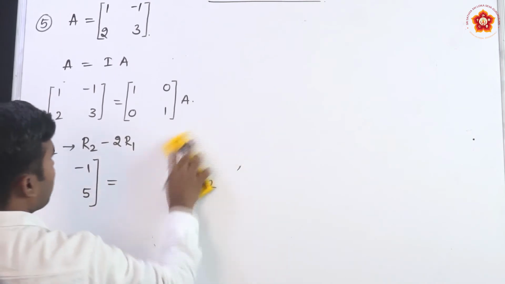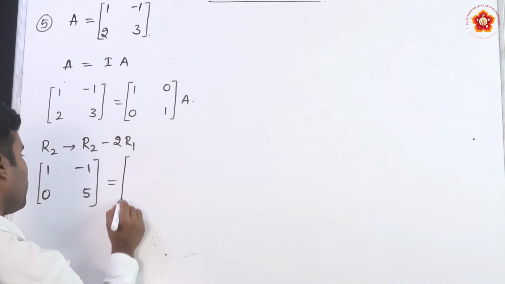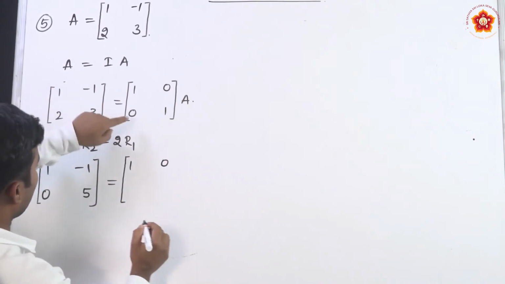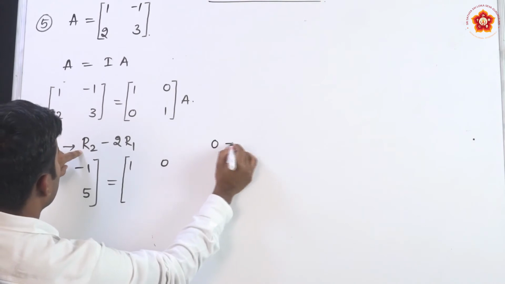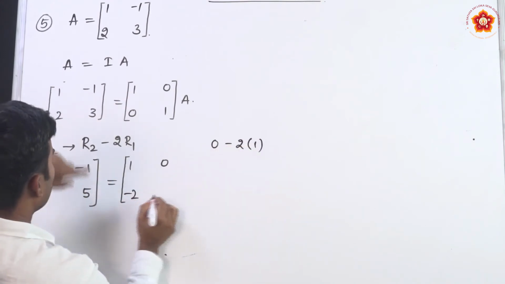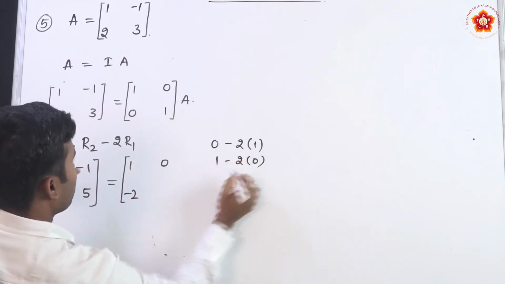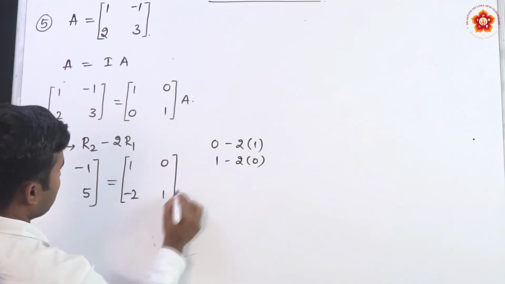Equal to, see here R1 is as it is, 1 0, and what about R2? R2 is 0 minus 2 times R1 is 1. So, minus 2, and similarly R2 is 1 minus 2 times 0, which is 1. Into A.